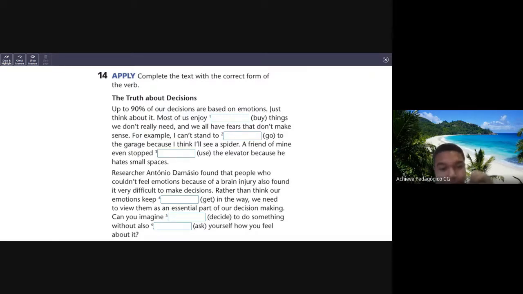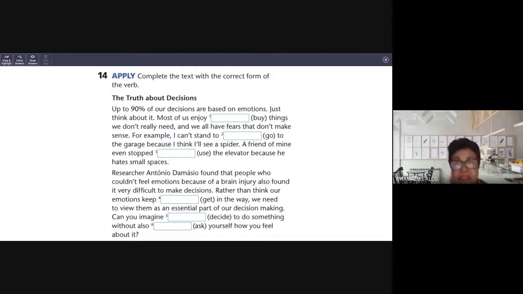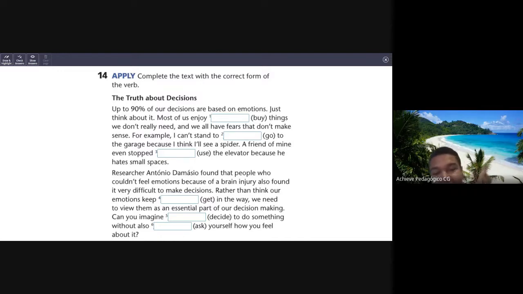Up to 90% of our decisions are based on emotions. Just think about it. Most of us enjoy things we don't really need, and we all have fears that don't make sense. For example, I can't stand going to the garage because I think I'll see a spider. A friend of mine even stopped using the elevator because he hates small places.